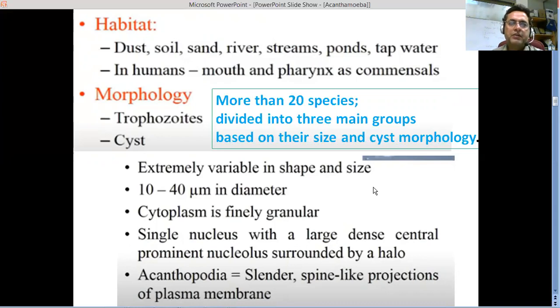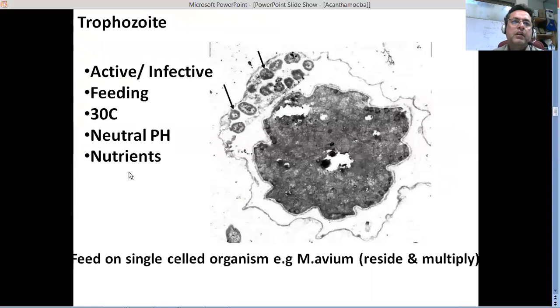You can divide this parasite into these three major groups. The trophozoite is the exostate, its feeding stage, and the parasite normally would exist in this particular form at 30 degrees Celsius or at neutral pH, and when the nutrients are available, then you can find the parasite in this particular shape as you would see on the screen. It feeds on single-celled organisms, including many different types of bacteria, Mycobacterium avium, for instance. It's a bacteriovore.